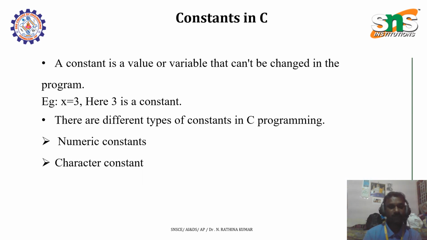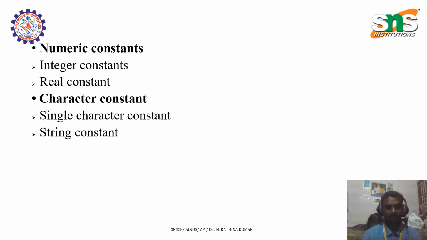Next, we are going to see what is meant by a constant. A constant is a value or variable that cannot be changed in the program. For example, x equal to 3. Here 3 is a constant; we cannot change it. In general, there are two types of constants in C programming. One is numeric constants and the second one is character constants. These are examples of numeric constants and character constants.